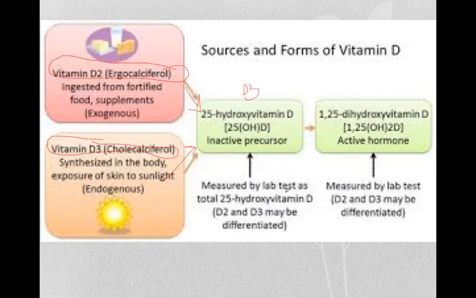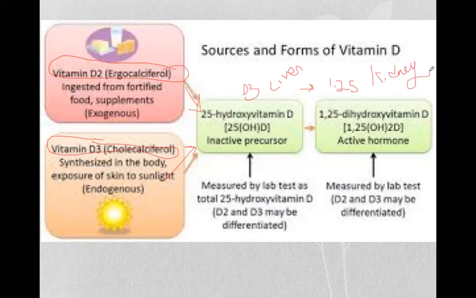It is also possible that there is D2, and if you did a very expensive lab test, you could tell which one was which. So this step is done by the liver, and then the next step right here, it's converted to 1,25-dihydroxy vitamin D. And this is done by the kidney. And so you need a kidney and a liver to make your vitamin D active.